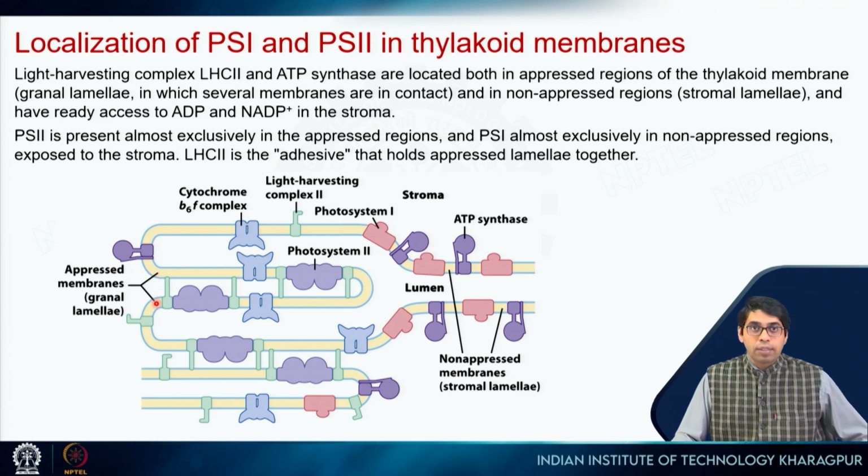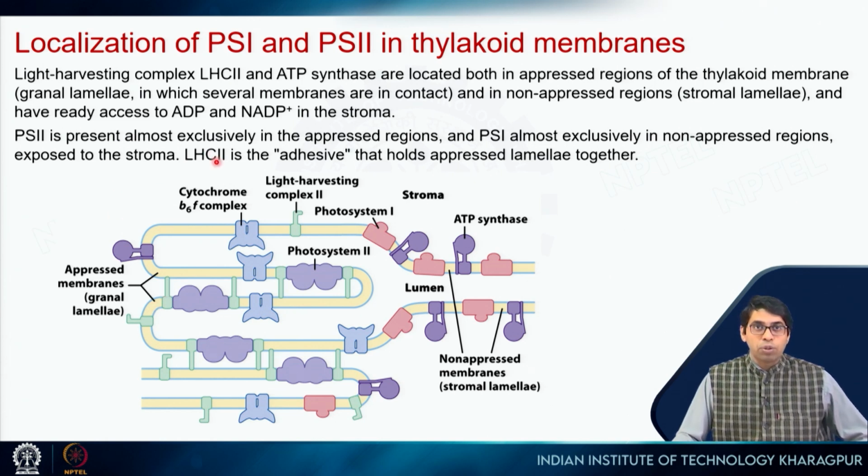And what triggers this compression of these membranes or the formation of these appressed membranes? It is done by this light harvesting complex 2, which is shown in green, right? So this LHC2 is the adhesive that holds the appressed lamellae together. So you see that this is holding these two membranes together, right? So it is the light harvesting complex 2 which does that, and it can switch between this, and this is done by phosphorylation, okay? So a phosphate group is added, and the light harvesting complex can switch between these two conformations, okay?